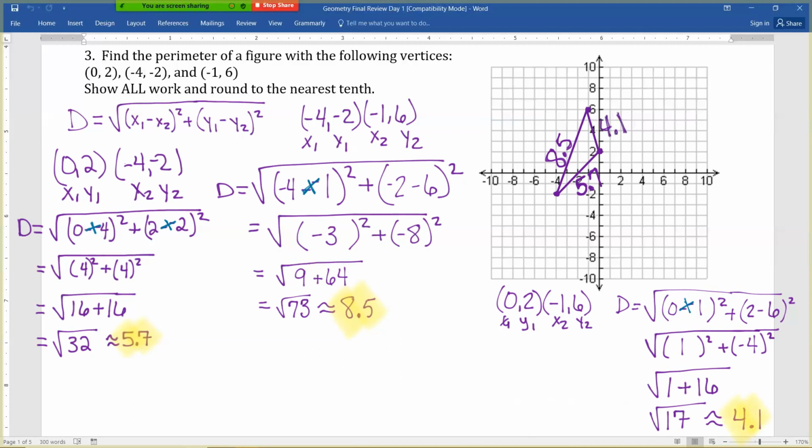So now we've found the length of all three sides of our triangle, which really just means to find the perimeter, you're going to add them all together. So your perimeter is going to equal 5.7 plus 8.5 plus 4.1. So 18.3 would be the perimeter of that triangle.